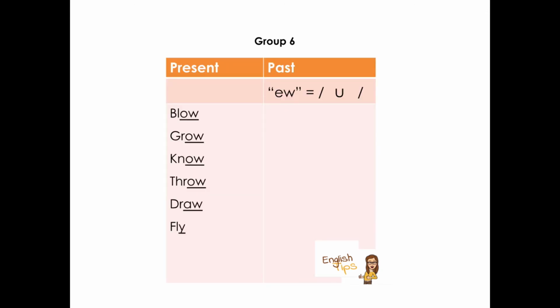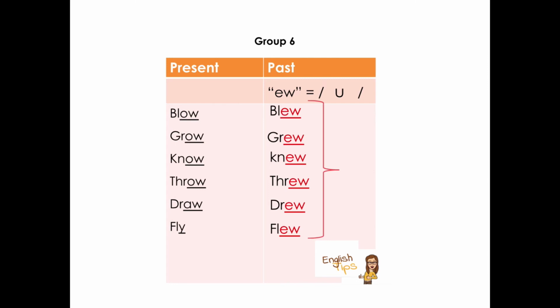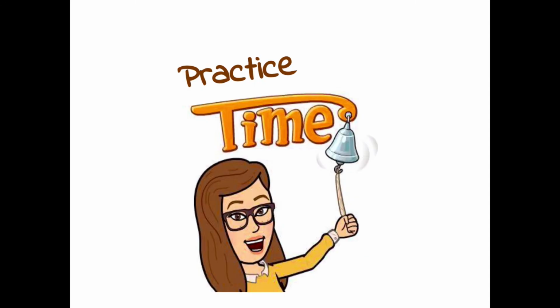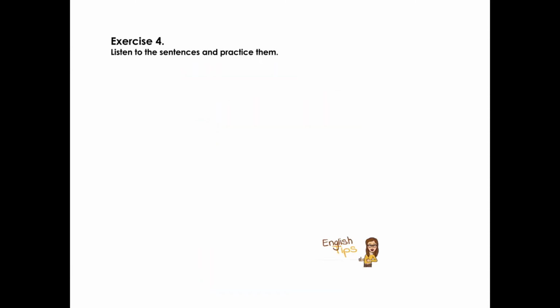Let's see group 6 now. This one is very easy because all the verbs are spelled with the same letters. So, blow becomes blew, grow, grew, know, knew, throw, threw, draw, drew, fly, flew. As you can see, the letters EW are pronounced oo. Time to practice. Listen to the sentences and practice them.